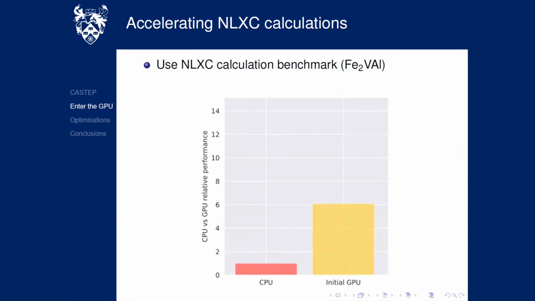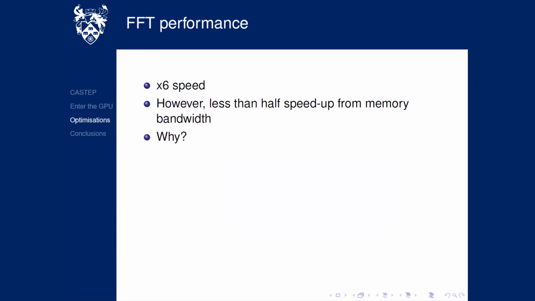But I happen to know that my FFTs are dominated by the memory bandwidth. And if I look at what's possible for the memory bandwidth, this looks a little bit disappointing, actually. So a 6 times speed up is good, but it's using less than half the speed up that I would expect from just looking at the memory bandwidth that's available. So what's going on here?